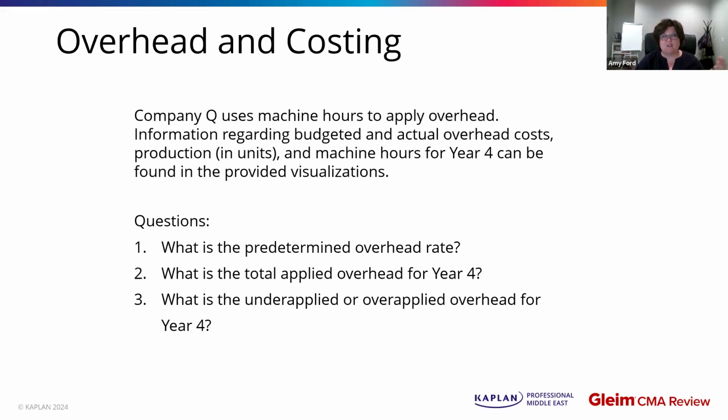For example, if your multiple choice question was this 3rd question, what's the under or over applied overhead? You would have had to do the work from 1 and 2 to be able to answer that. So sometimes you have to do multiple steps based on the question that's being asked. On the other hand, this could be part of an essay scenario, and that essay scenario would ask you maybe each of these components. All right, but how would this be visualized?